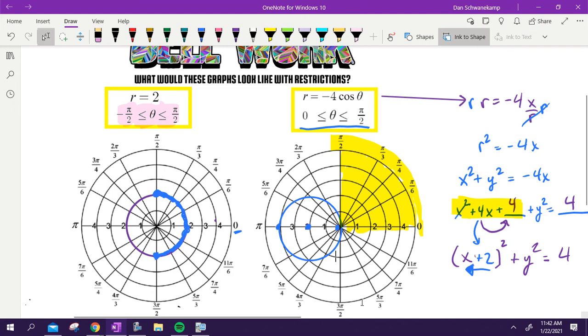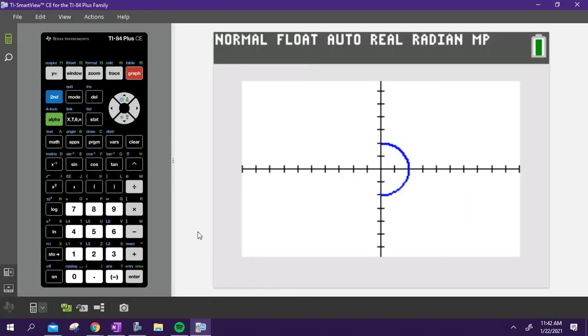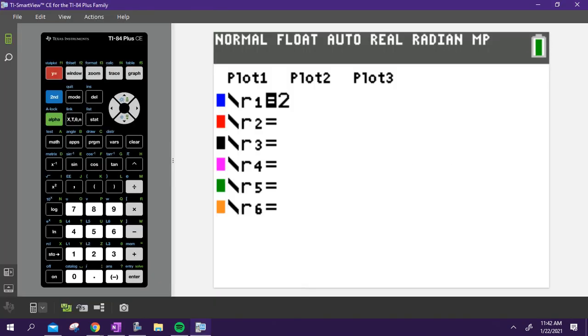Okay, so let's use our handy dandy calculator and figure out what's going on. We're going to y equals. We're going to type that thing in. Remember, it is negative 4. Make sure you're using the negative sign. Negative 4 cosine, and then it's theta.